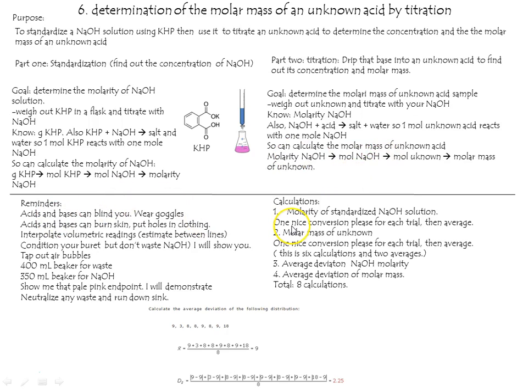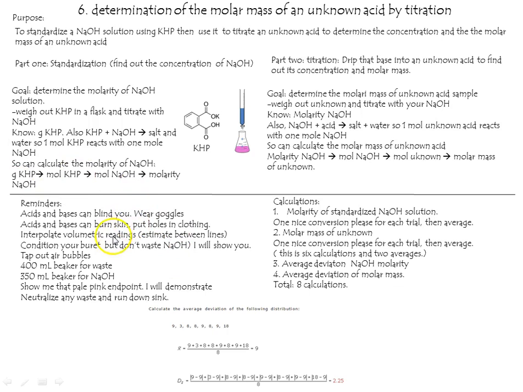Here's some reminders and some calculations. Reminders. Acids and bases are dangerous. They can blind you if they get in your eyes. I think I'm scaring you a little more than I really need to, but do wear the goggles. You do not want to get acid or base in your eye. Acids and bases can burn your skin, but if you get any on your skin, all you have to do is rinse it off. And they can put holes in your clothing, especially the base, so try not to drip any on you.